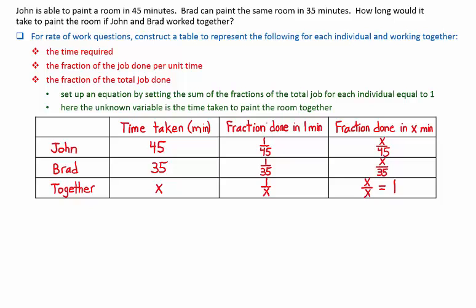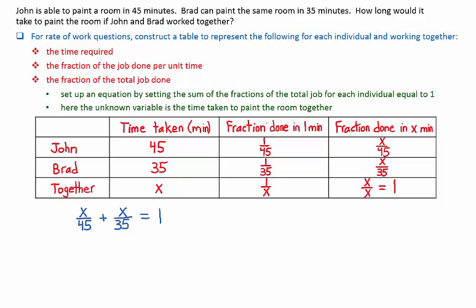1 corresponds to 100% completion of the job, which is what we expect because we want to figure out how long it takes to finish the job working together. We will then use our last column to come up with our equation. The fraction done by John plus the fraction done by Brad must be equal to 1. We then have a rational equation.